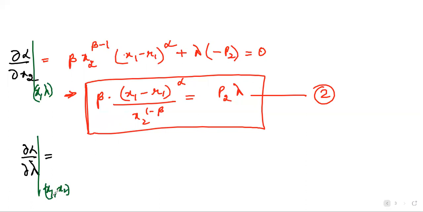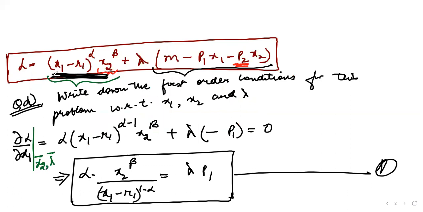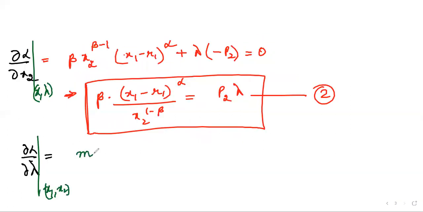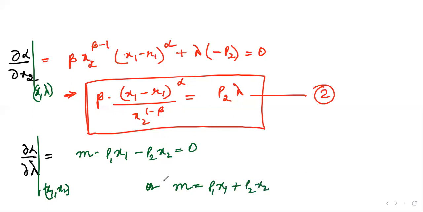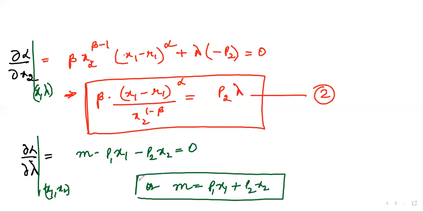So because x1 and x2 are both constant, this entire term, the differentiation of constant is 0. And the term inside the bracket is of course constant, right? So lambda into constant will just be that constant. So when I differentiate with respect to lambda, I get m minus p1 x1 minus p2 x2 is equal to 0, or I get m is equal to p1 x1 plus p2 x2. This becomes my equation 3.